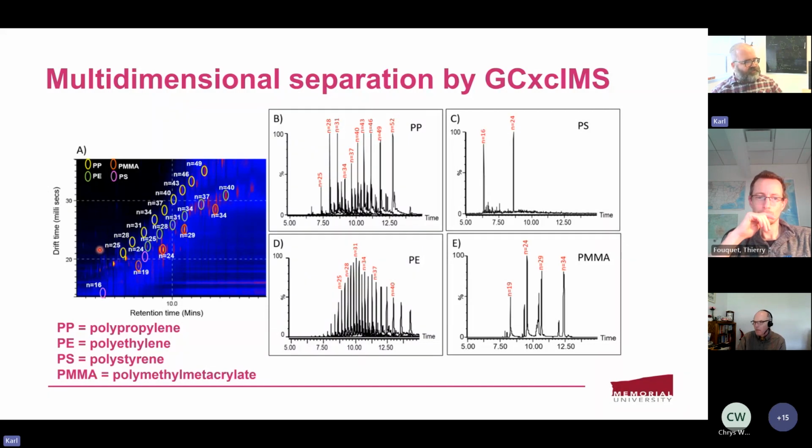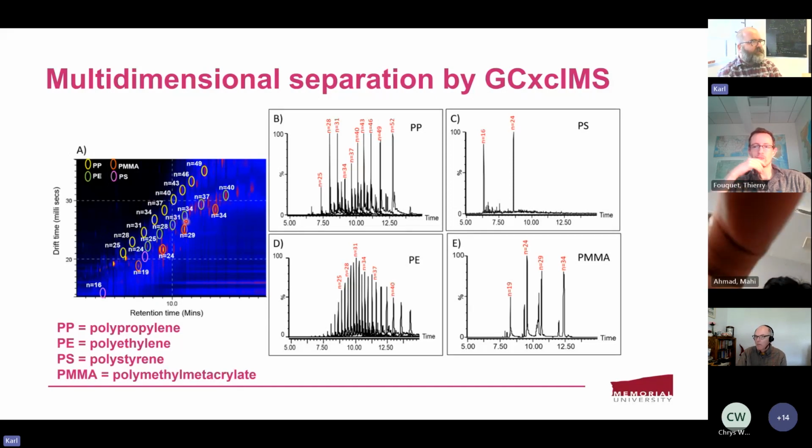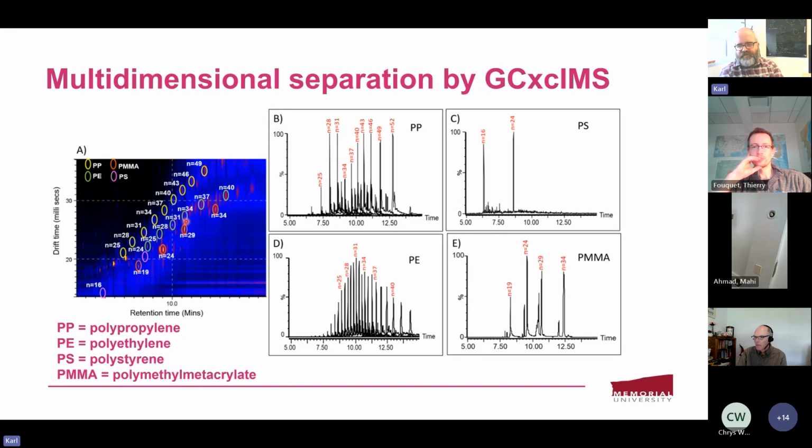And you can sort of get the picture that we get a nice distribution in the gas chromatogram. We also see this nice separation in the second dimension. That's useful in separating, I think, the pyrolysis products generated from polypropylene and polyethylene, which are isomeric. So the branched compounds tend to elute a bit earlier and also have a shorter drift time.